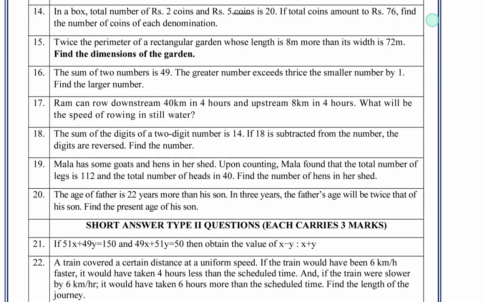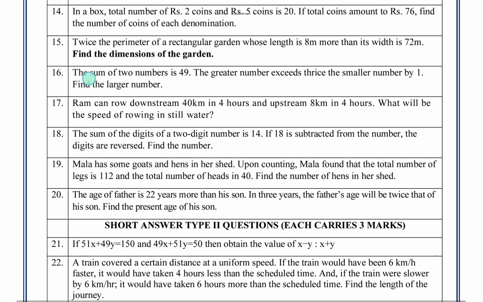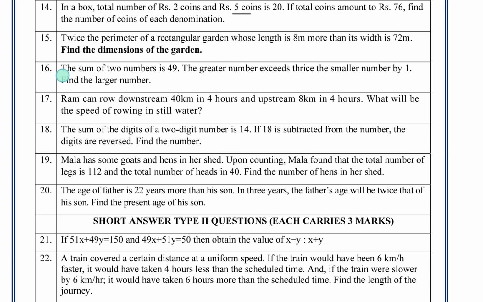You can solve these problems. And the 16th one, the sum of two numbers is 49. The greater number exceeds thrice the smaller number by 1. Find the larger number. Important.